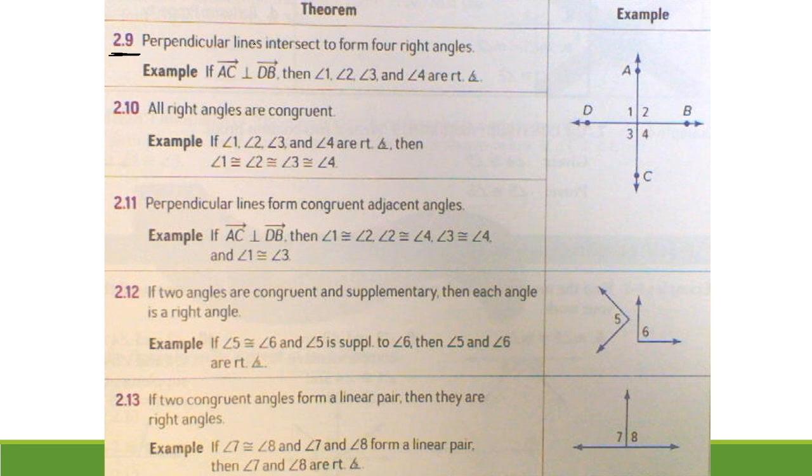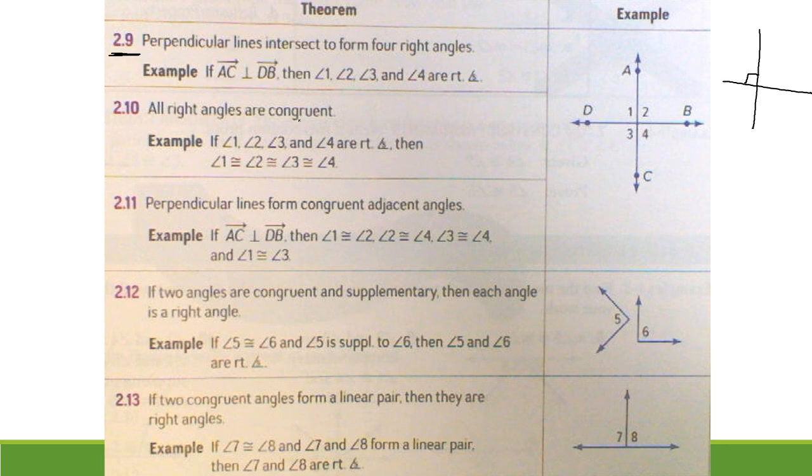So for example, perpendicular lines form 4 right angles. Well, we kind of knew that already. If you have perpendicular lines, that means you intersect at a right angle. And we know they're going to make 4 of them because 2 intersecting lines make 4 different angles. So if they're perpendicular, they have to be 4 right angles.